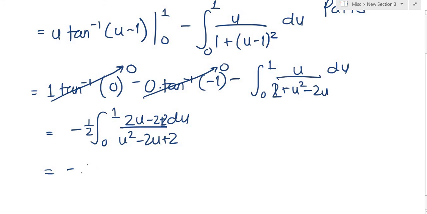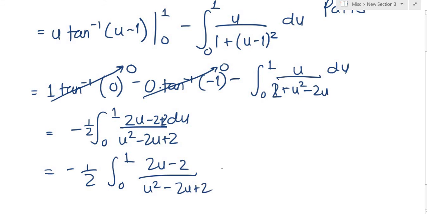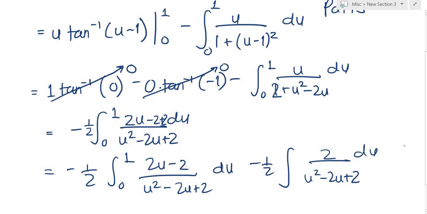So we can split it into two integrals. Minus half times the integral from 0 to 1 of 2u minus 2, so we match the derivative with the denominator, u squared minus 2u plus 2 du. We have a negative half, and just 2 du over u squared minus 2u plus 2.